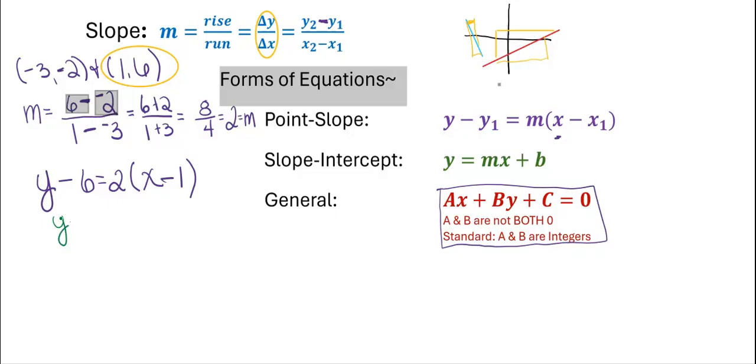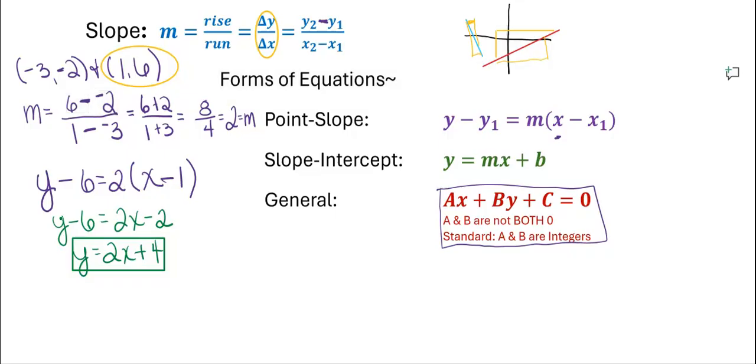First thing I'm going to do is distribute the 2 on the right side. So 2 times x is 2x, and 2 times -1 is -2. I've distributed this 2 to everything in the parentheses, because that's what it means. Now I'm going to add 6 to both sides, and when I do that, I get y equals 2x plus positive 6 plus negative 2 is a positive 4. So 2x plus 4.